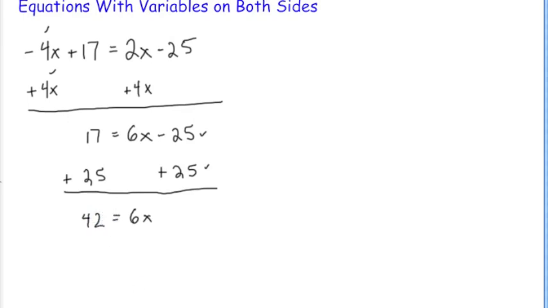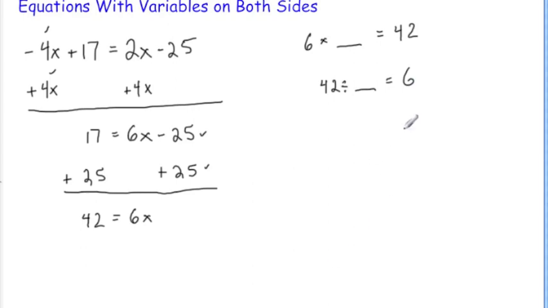So that means 6 times something equals 42. Well, as we know, multiplication and division are kind of the opposite operations of each other. So another way of saying this is 42 divided by something equals 6. Okay, 42 divided by something equals 6.